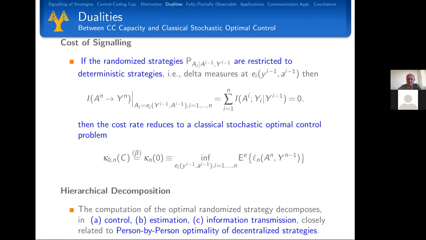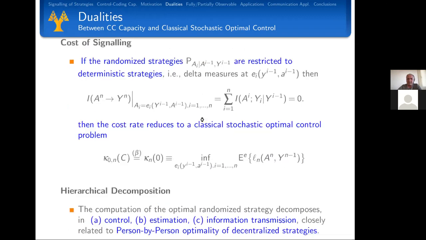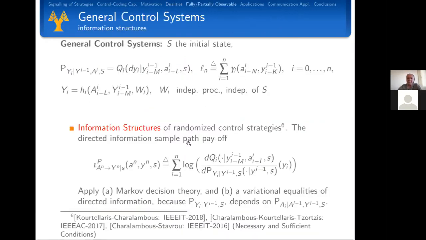Basically, the most important part is the part about this decomposition. If somebody tries to solve the original problem, it turns out that sometimes, depending on your model, the optimal randomized strategy consists of three parts: control, estimation, and information transmission. Sometimes there is a specific order in which one computes each of these strategies, which is closely related to person-by-person optimality of decentralized strategies.